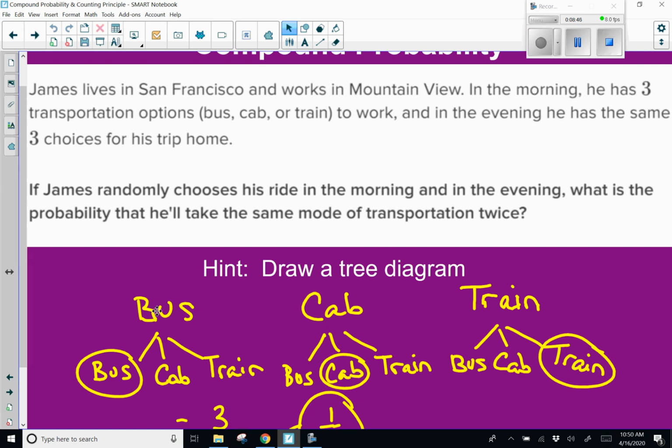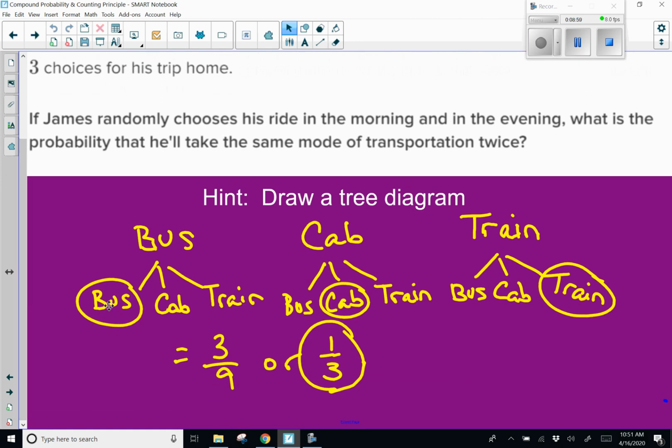That means he'd have to do bus, bus. Notice I've circled that. Cab, cab. I've circled that. And train, train, which I've circled as well. So that is 3 out of 9 total possible outcomes. It's 9 outcomes because if you count all your bottom branches, there are 9 options. And 3 out of 9 simplifies to 1/3. So the compound probability would be 1/3.